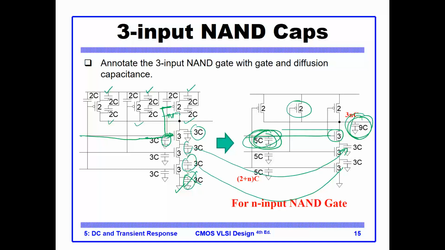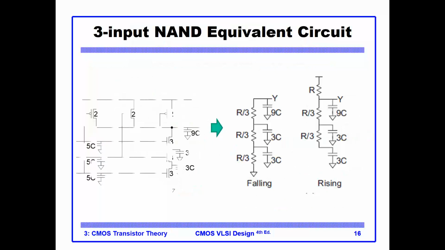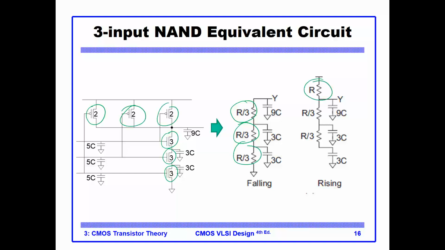Now, in terms of plugging in the RC resistances, notice these NMOS sizes are 3, so I replace them with R over 3, R over 3, R over 3. Notice the PMOSs are of size 2, so I replace them with Rs. When we do a falling transition, meaning a discharge, we have to discharge the 9C like so, but I also have to discharge these intermediate diffusion capacitances. For the charge, I have to go through the PMOS and charge this.